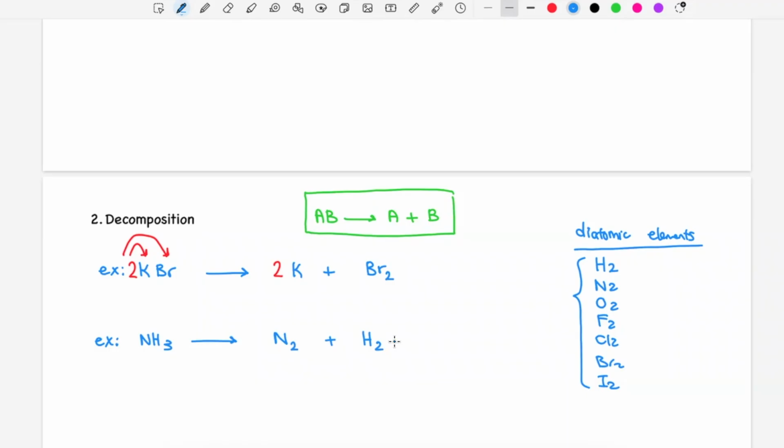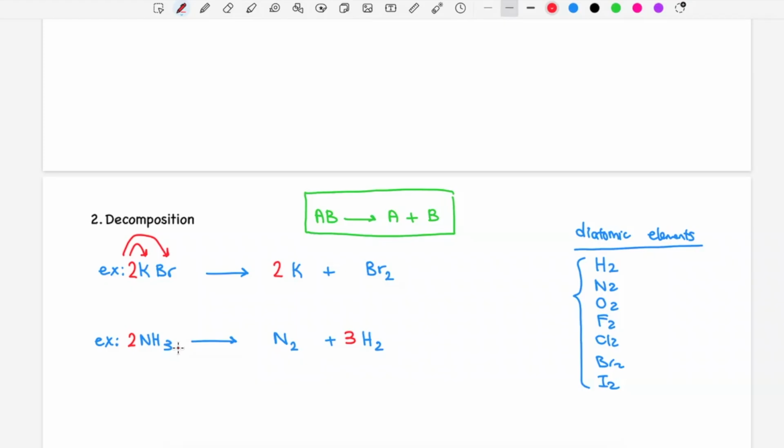So for balancing, I have 3 hydrogens on the left. I have 2 hydrogens on the right. Again, the common multiplier between them is 6. So I multiply this by a 2, I multiply this by a 3, and now hydrogens are both 6 on both sides. And then we look at nitrogen. There's exactly 2 nitrogens on both sides. So this equation is balanced.